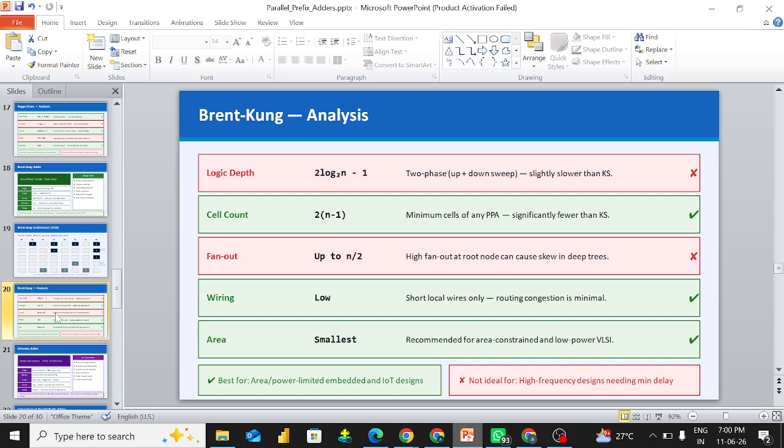So why do we need this Brent Kung adder? The Brent Kung adder was developed to reduce the area problem of the Kogge-Stone adder. Inside the Kogge-Stone adder we have some limitation, right? It takes too much area. So to reduce that, we produced this Brent Kung adder. But here also we have some limitation. Because to reduce that area, we need to sacrifice some speed.